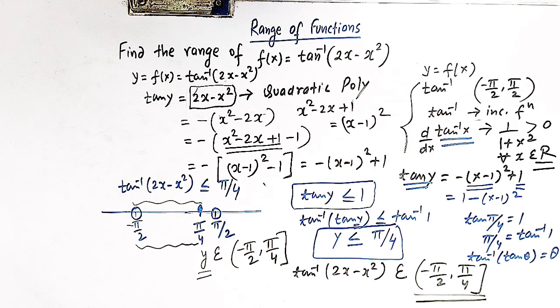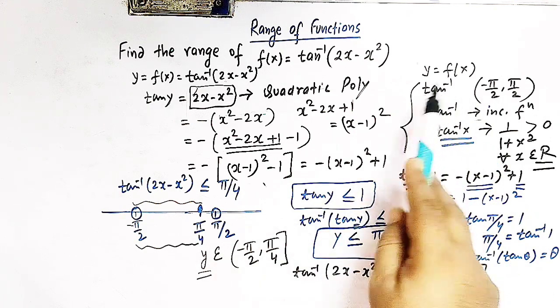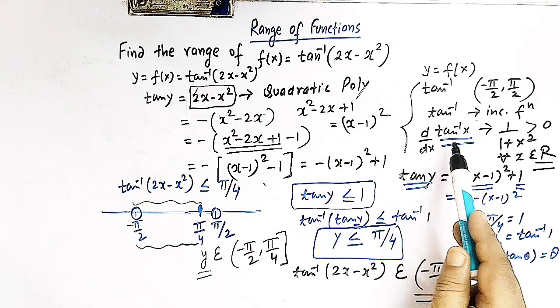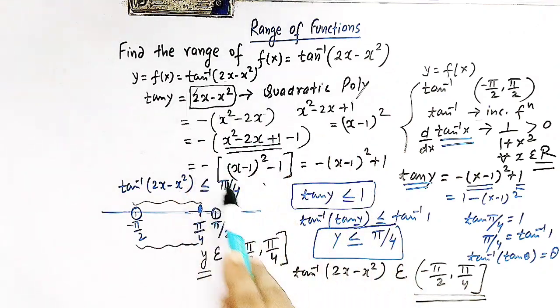So viewers, this is how, by making use of these concepts, that is the principal value branch of the tan inverse function, and then the increasing nature of the function tan inverse x, and some simple algebra, we can easily find out the range of these types of functions.